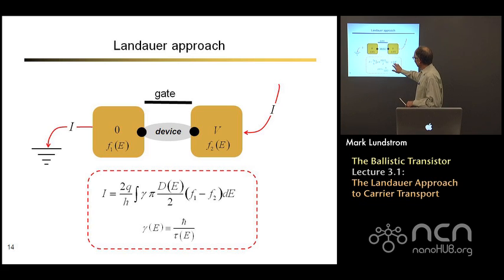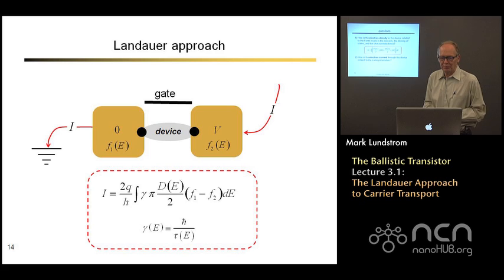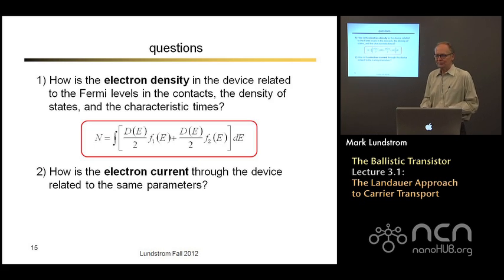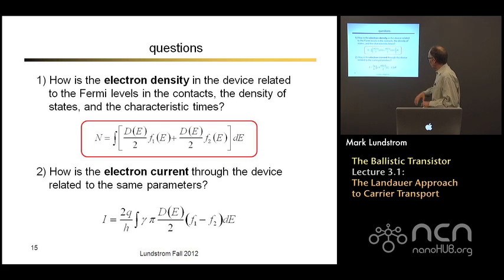Note that current doesn't flow unless there is a difference in Fermi functions. If the two Fermi levels are the same, then the two contacts are both trying to fill the device up to the same level. There is no net flow of current. It's only when I apply a voltage, change the Fermi level on one of the contacts, that current flows. So current is driven by F1 minus F2. Okay, so that answers the second question.